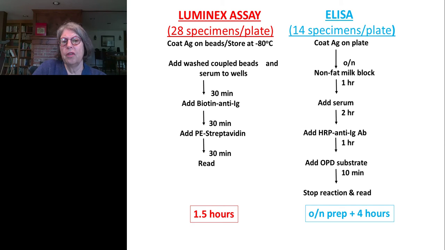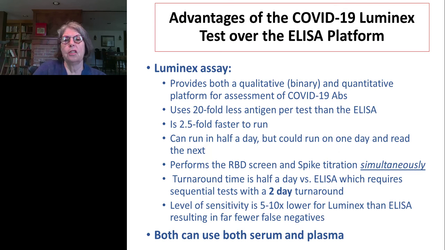And so that means that the turnaround time is 2 days for the ELISA test, whereas the turnaround time for the Luminex is just over 2 hours. So 2 hours versus 2 days. I can summarize the advantages of the Luminex over the ELISA as is shown here, which I've already mentioned. It provides both a qualitative binary assessment and a quantitative platform for the assessment of COVID-19 antibodies.